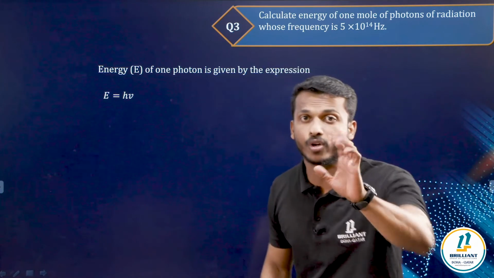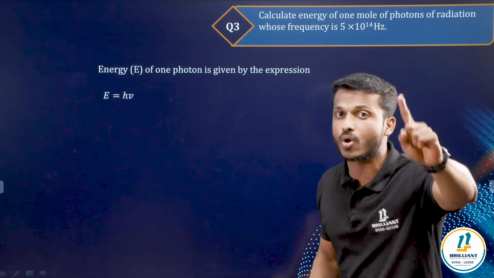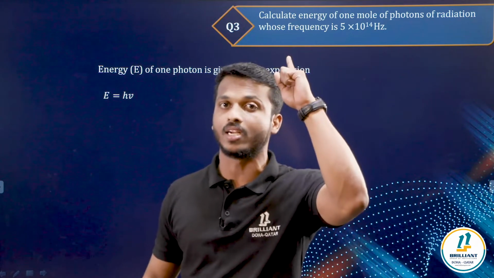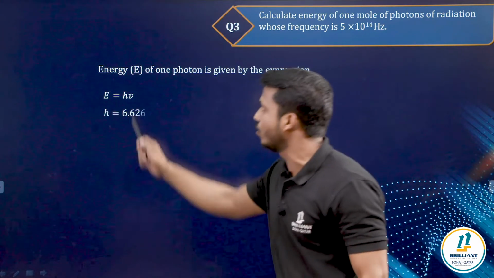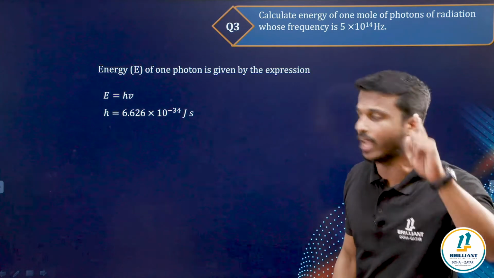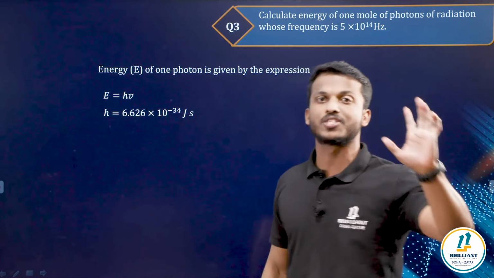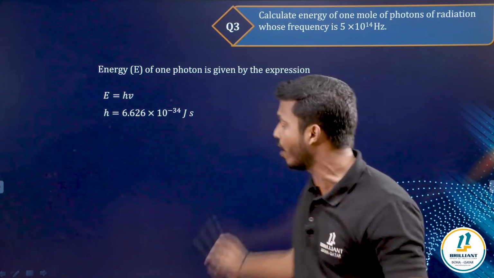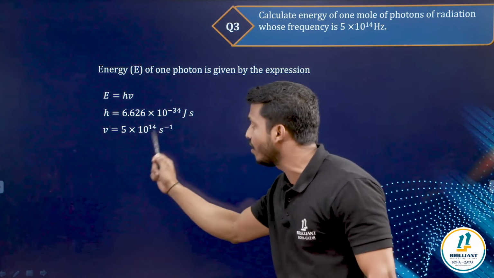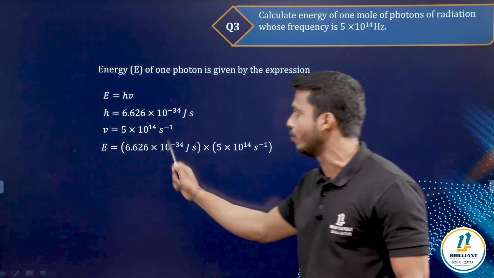E is the energy of the photon. h is what? Planck's constant. We know the value 6.626 into 10 to the power minus 34 joule second. And nu is the frequency. All of you, study the value, okay. What is h called? Planck's constant, 6.626 into 10 to the power minus 34. And then what is nu? Frequency already given in the question, 5 into 10 to the power 14. Then what is energy? E equal to h into nu.